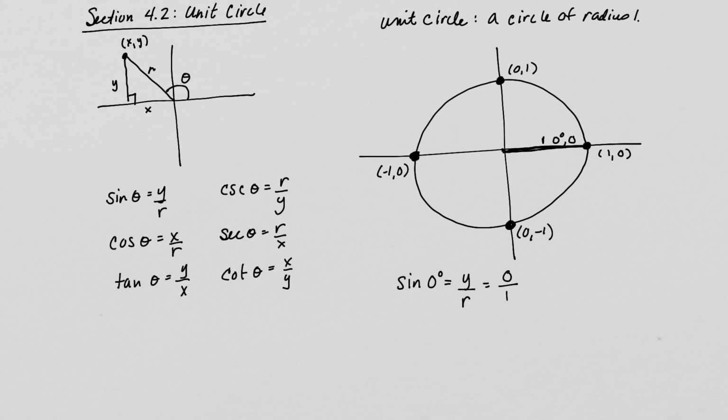Okay. Let me finish writing this here. So, 0 divided by 1 is, in fact, 0. So, on the unit circle, the sine of theta is equal to the y, and the cosine of theta is equal to the x. And the reason why is because that r value is 1. And if you divide anything by 1, it doesn't change anything. It just leaves it what it is.